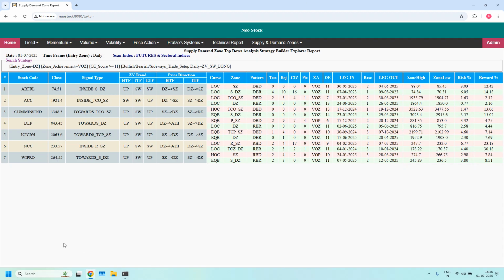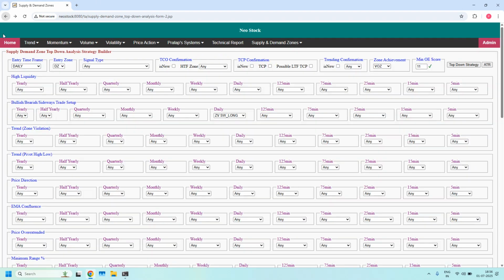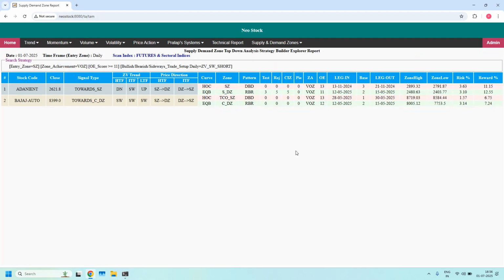Okay, next, sideways short trade setup for monthly income trade. The entry time frame is daily supply zone, and here sideways short. We got 2 stocks. And entry time frame zones are daily supply zones.